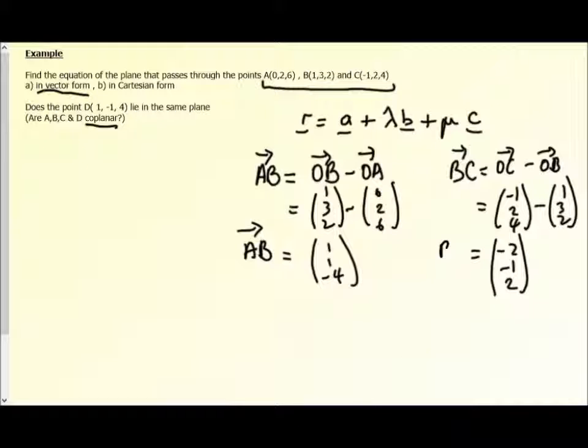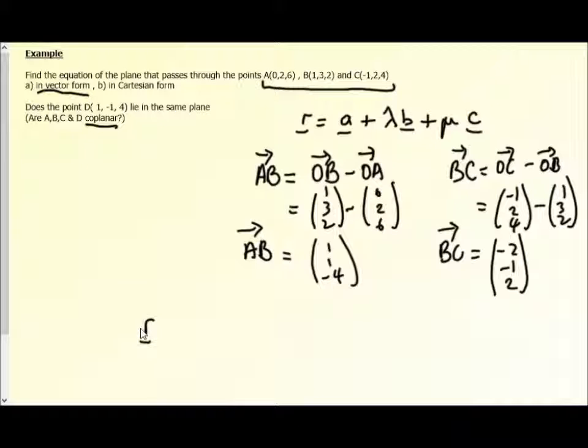So there we go. So now we've got all the elements that we need to be able to create this. To get the equation of a plane in vector format, we need a point on the plane, so I'm going to use A. We need a direction on the plane B and a second direction on the plane C, and those are the two that I'm going to use. So let's put them all together.